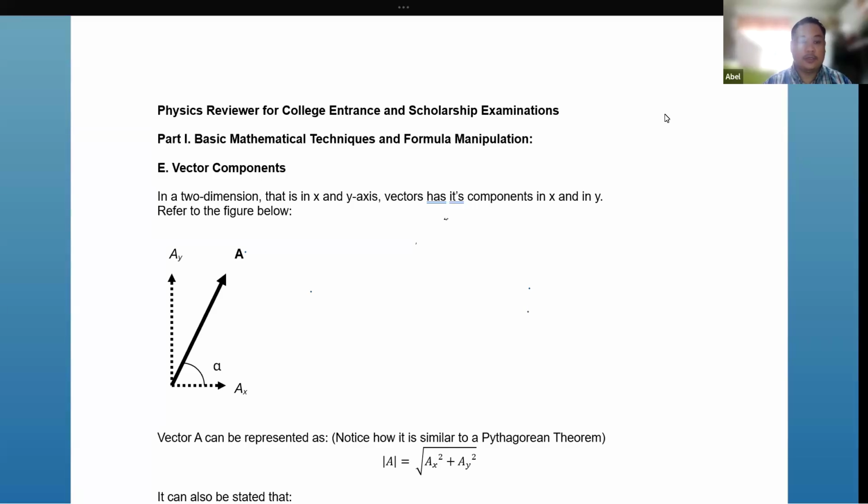Good day, everyone. Today, we're going to discuss the vector components, and still we are on part one, which is the basic mathematical techniques and formula manipulation.